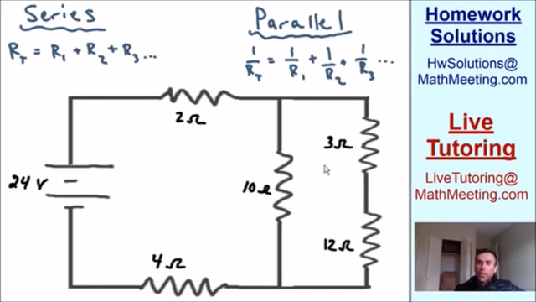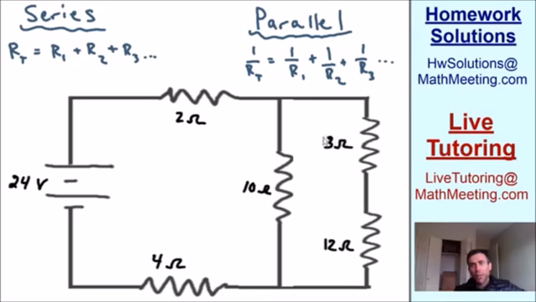What I like to do is to start with the resistors that are the farthest away from the battery source. We have a battery source over here of 24 volts. The resistors that are farthest away from this battery source are these two resistors on the right-hand side of the screen. These two resistors are in series. Because they're in series, we just need to add them together, using the formula on the left-hand side of the screen.